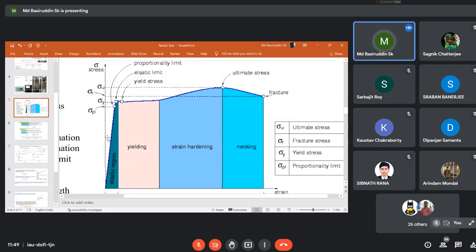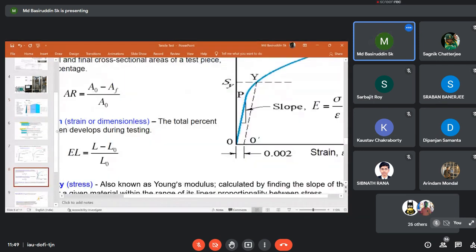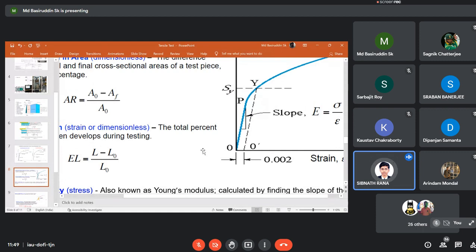Can you please explain, those who have said about the proof stress? I think in this particular graph it has already been said. Yes, sir. At 0.2% strain. Means you have to take the offset of 0.2. Yes, sir. Offset. Okay. So offset with respect to what?